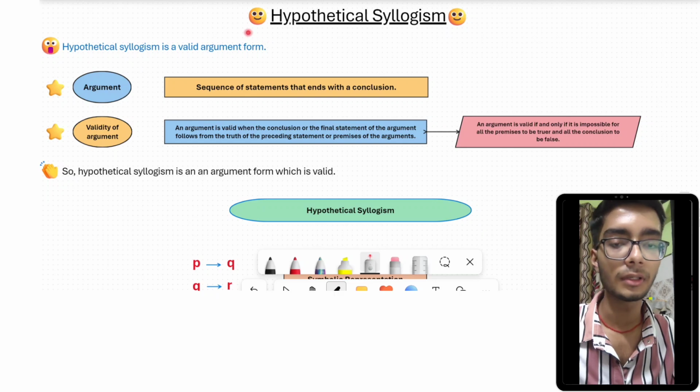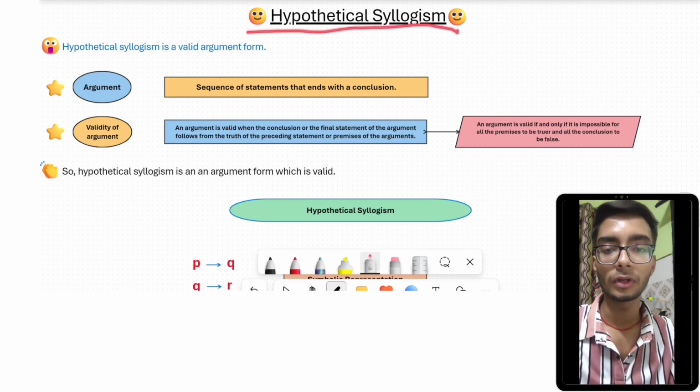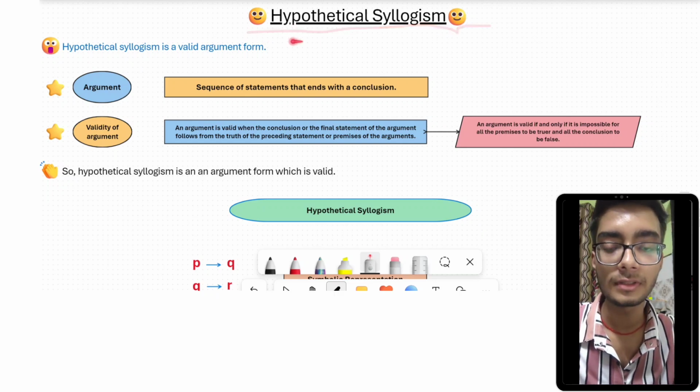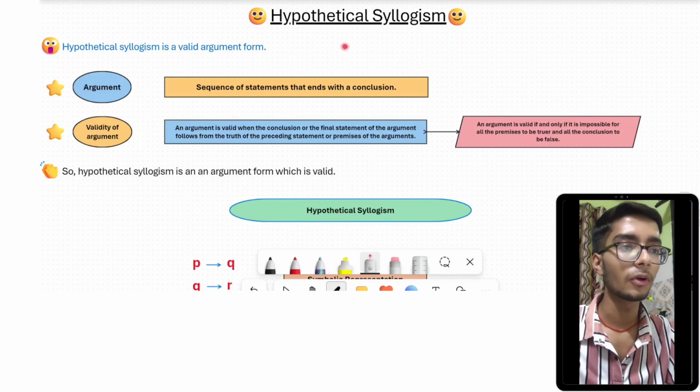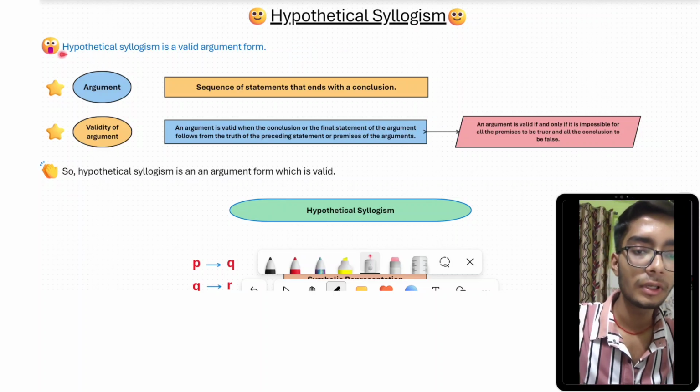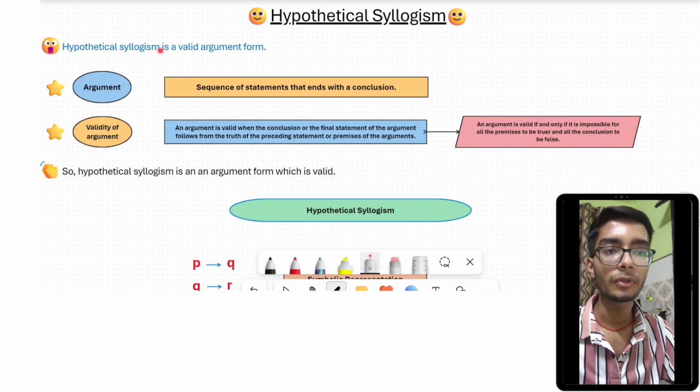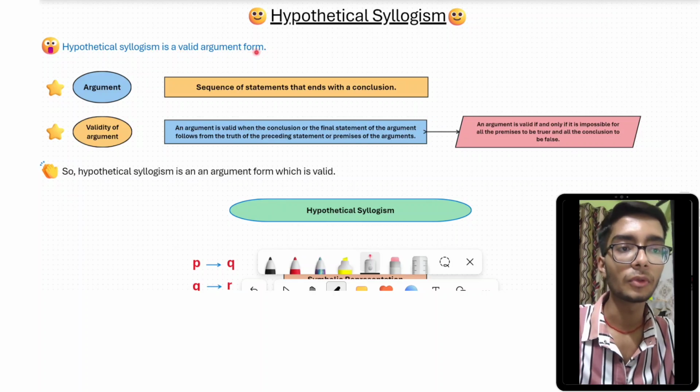Guys, my name is Aman and I am going to teach you today about one of the most famous rules of inference, which is hypothetical syllogism. First we need to understand that hypothetical syllogism is a valid argument form.